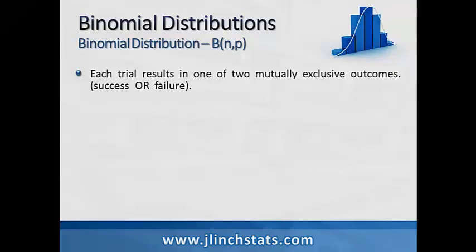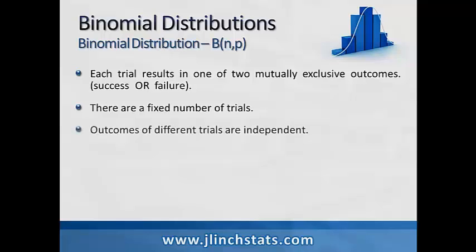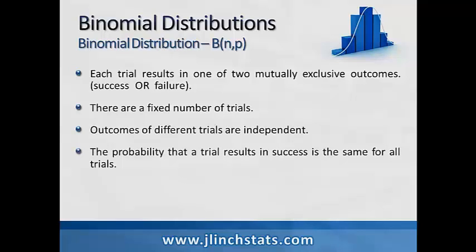In a binomial distribution, each trial results in one of two mutually exclusive outcomes. We either get a success or we get a failure. And not only do we define our outcomes as a success or a failure, we have a fixed number of trials that are performed in a binomial experiment. The outcomes of these different trials are independent from one another. Thus, the probability that a trial results in success is going to be the same for all trials.